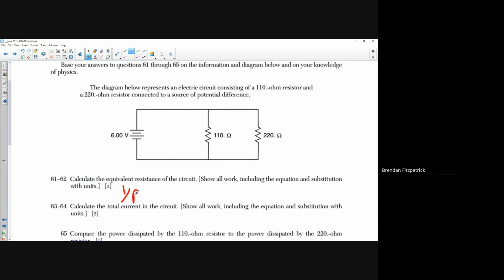So I have to use 2 points, so I got to show all my work. 1 over Req is equal to 1 over R1 plus 1 over R2. So 1 over Req is equal to 1 over 110 ohms plus 1 over 220 ohms. So what I do is I'm just going to plug into my calculator 1 divided by 110 plus 1 divided by 220, enter, and then do 1 divided by my last answer in my calculator to get a value. So the resistance is 73.33333 repeating. So I'm just going to write 73.